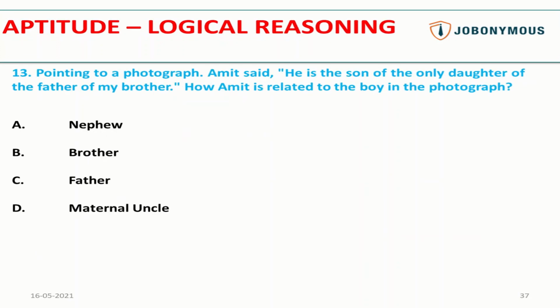Next, pointing to a photograph, Amit said, "He is the son of the only daughter of the father of my brother." How is Amit related to the boy in the photograph? So this is a blood relation question. The correct answer here is maternal uncle. So I will show you how you should solve this question.